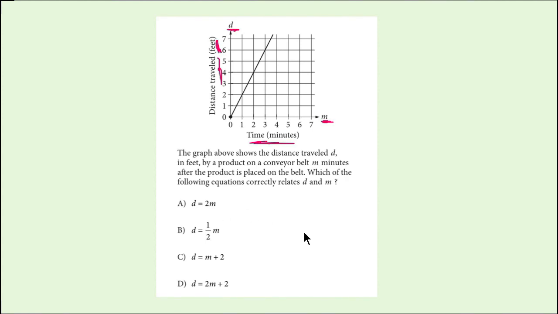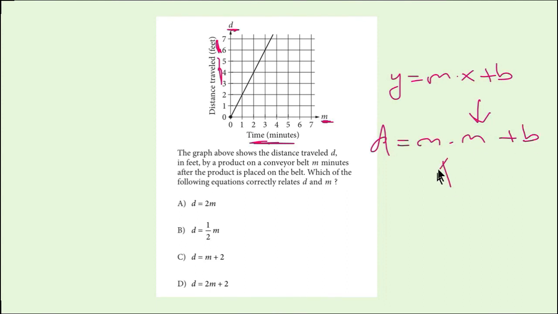Well, here we need to understand that instead of y is equal to m times x plus b, we have d is equal to m times m, which is slope times the variable plus b. Now be careful, this m here, it's a constant number.